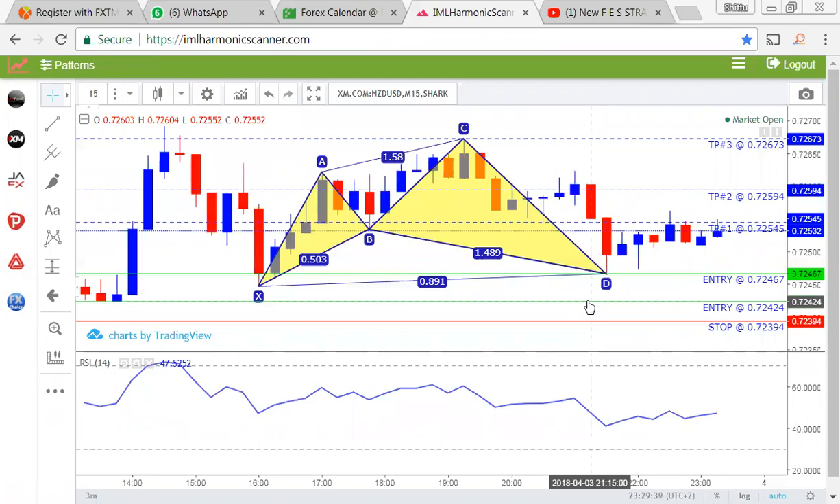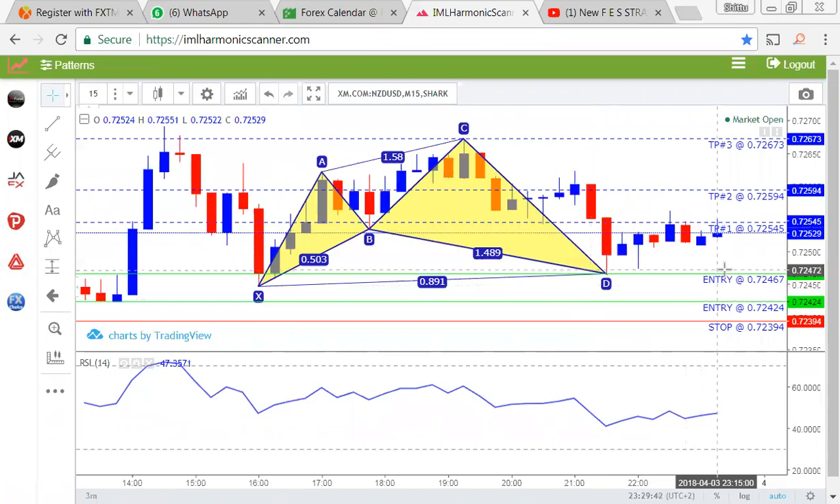Remember, it's a buy order. Looking at this side is a buy order. So the next thing you want to do is to take an instant execution to buy NZD USD. So let's go to our MetaTrader 4.